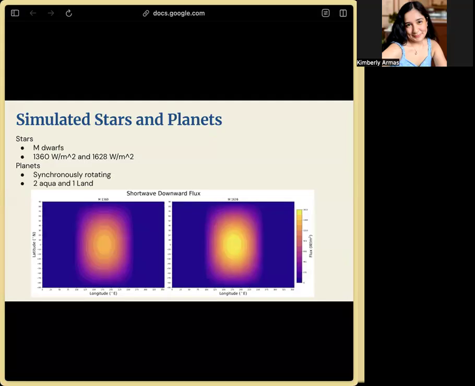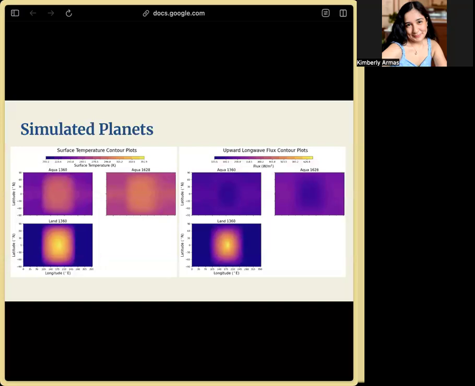So I'll be discussing an aqua and land planet around an M dwarf with total solar irradiance of around 1360 watts per square meter, and an aqua planet around one with an irradiance of 1628 watts per square meter. And the planets I'll be discussing are synchronously rotating, so the illuminated region on the plots corresponds to the day side of each planet.